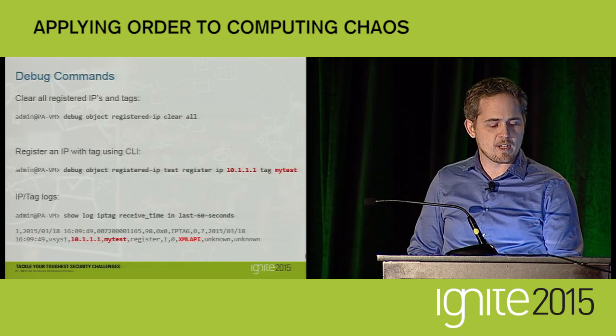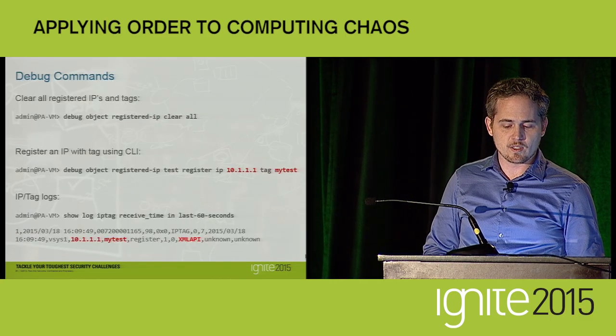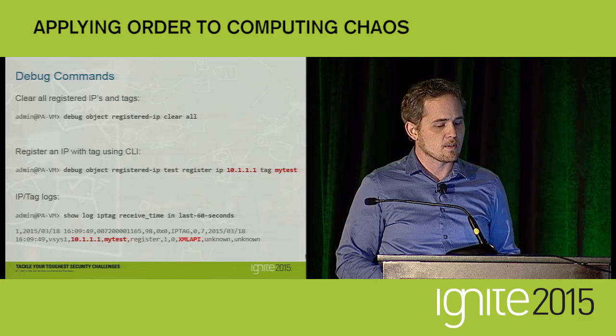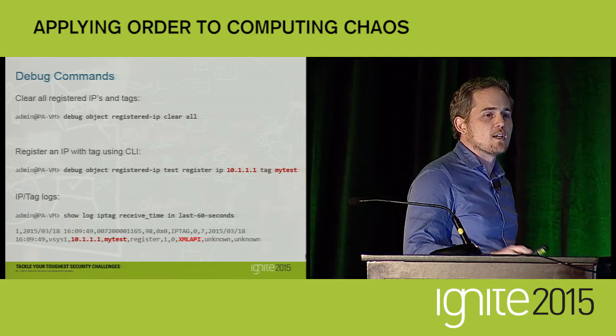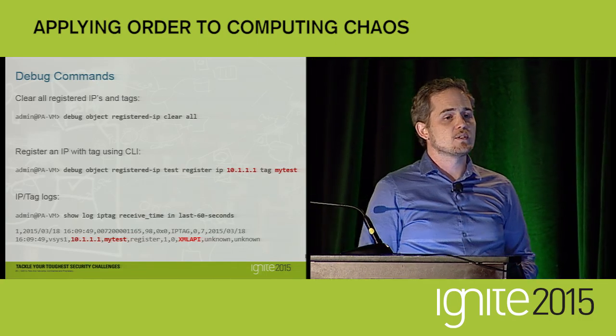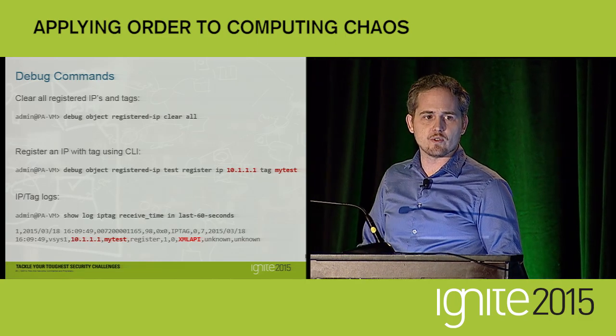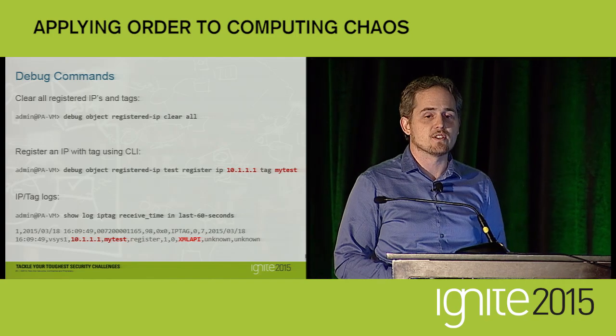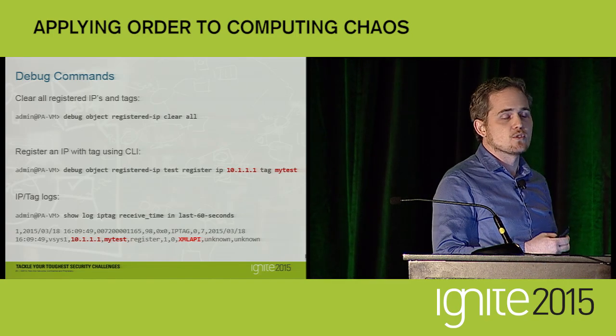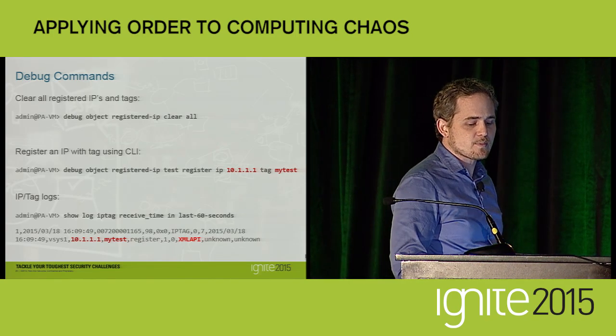Just a few other debug commands for your reference when you're working with these. You can clear out all of the registered IPs. You can register an IP manually on the command line if you want to. So it's really good for testing. I don't recommend it for production use. That's not the best way to get a registered tag in there. But it's good if you're trial running a policy.